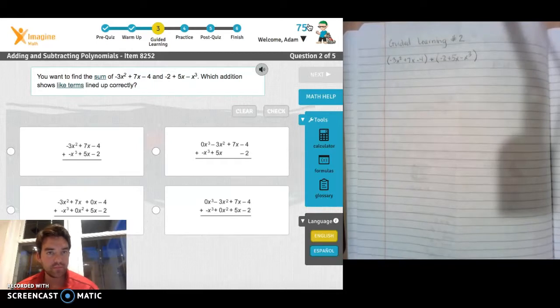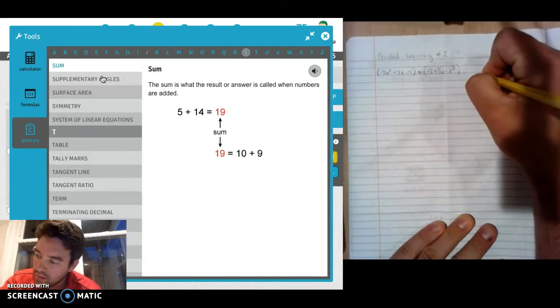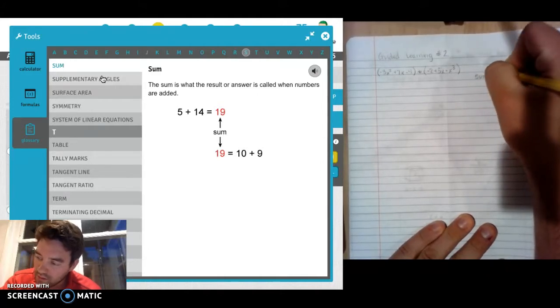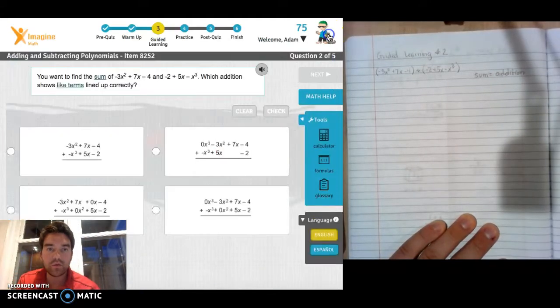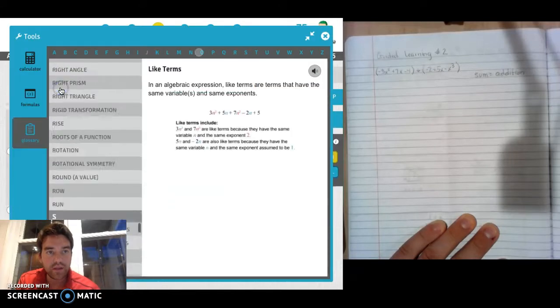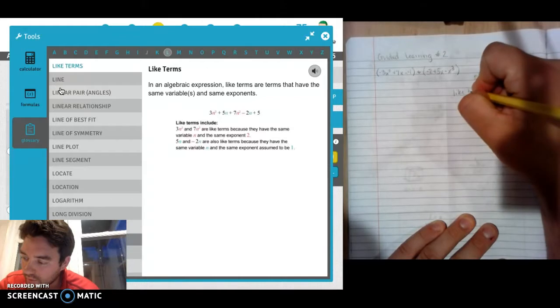Looking at this, which addition shows like terms lined up correctly? So I see I have a couple keywords here. Sum. Sum equals addition. So I know that's one keyword. And then my other keyword here is like terms. This one is really important. So I'm going to really write this down.